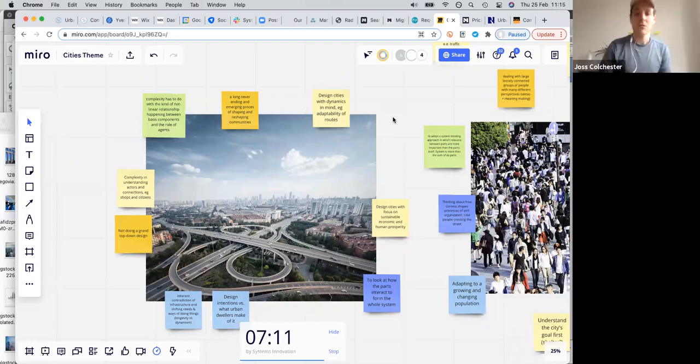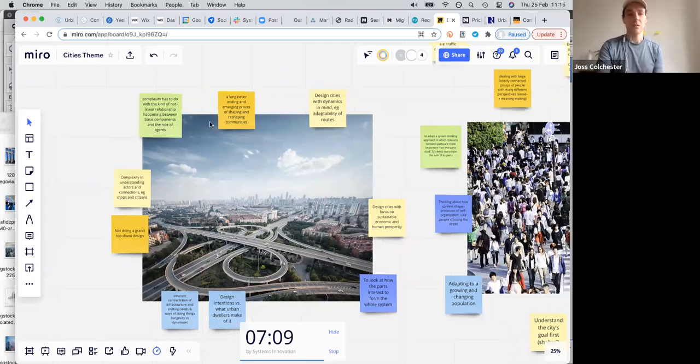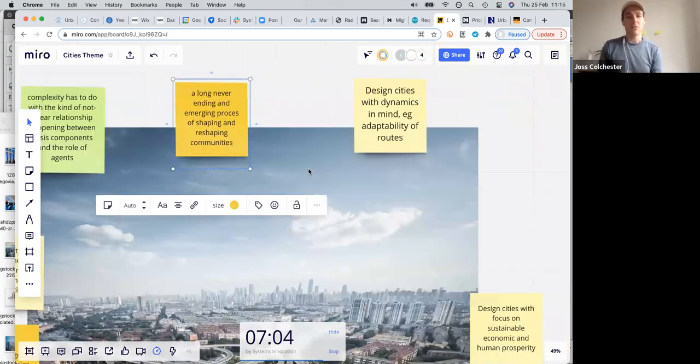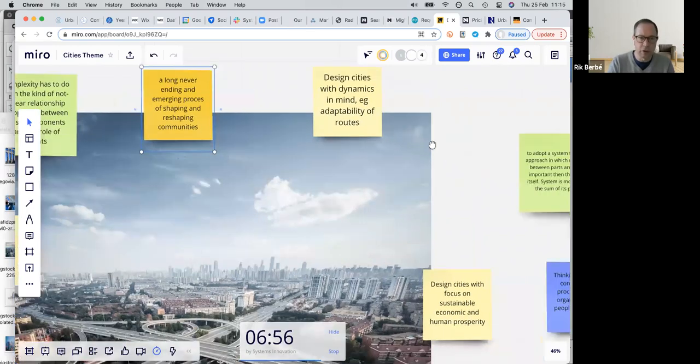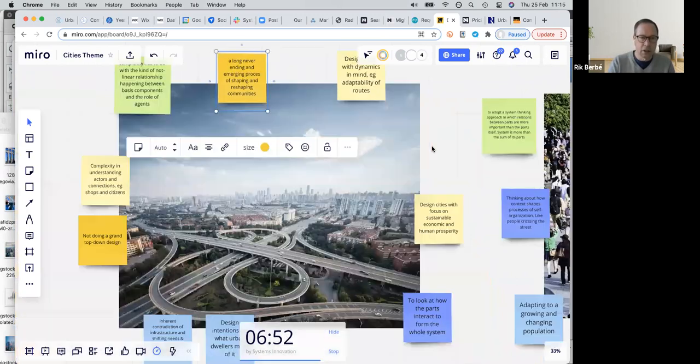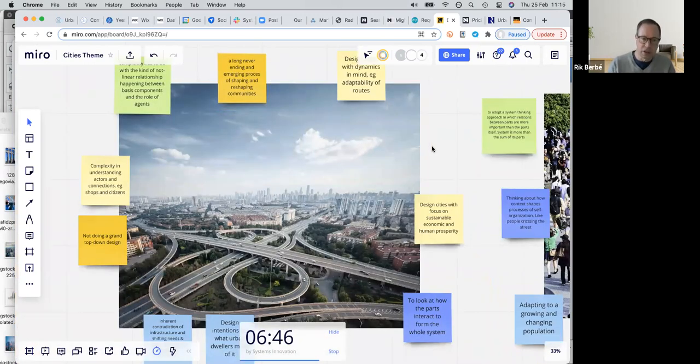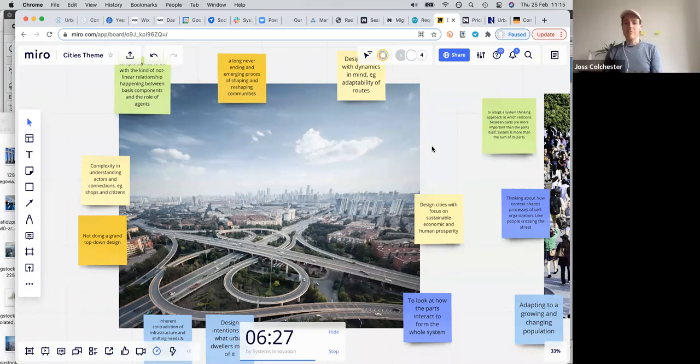Okay, great. We'll talk more about that in a minute too when we talk about self-organization and emergence. Let's keep going. A long, never-ending and emerging process of shaping and reshaping communities. Who is this? Yeah, that's me. I'm fascinated. I once saw a video of Geoffrey West from Santa Fe, and he stated that of all self-organizing systems, cities are the only ones who never die. That's for me a really interesting thing, and they kind of grow and decline and grow again. Really fascinating. Very different from organizations, actually. Yeah. Empires, kingdoms, nations, corporations, they all come and go, but the city stays there. And it's interesting to ask why.